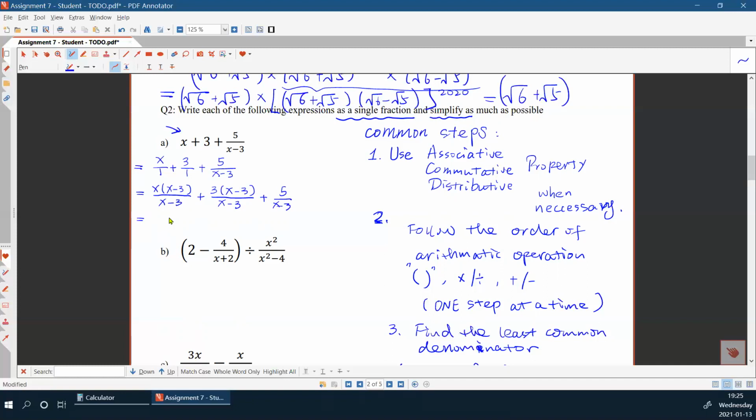Next, because all of them use the same denominator now, we can add the numerators together. The first one is x squared minus 3x. The second one is plus 3x minus 9, right? And plus 5.